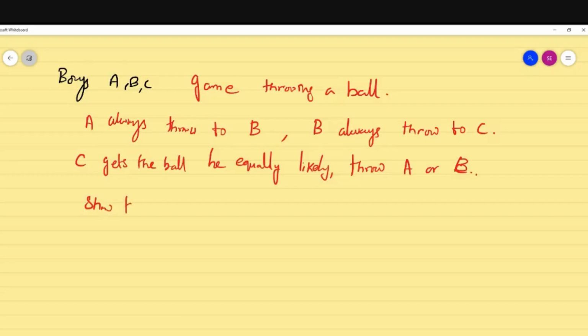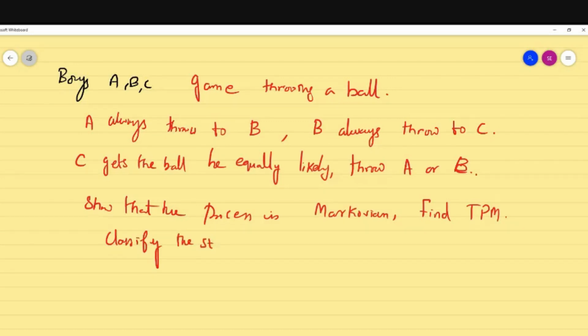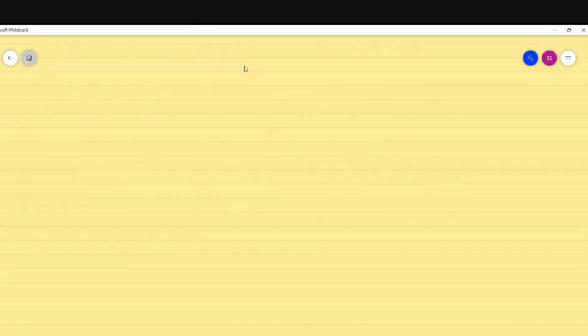Now we have to show that the process is Markovian, find the TPM, the transition probability matrix, and classify the states. That means we have to classify whether the state is periodic or not, what its behavior is, all these things. Okay, so let us do this. Let us go for the matrix directly.